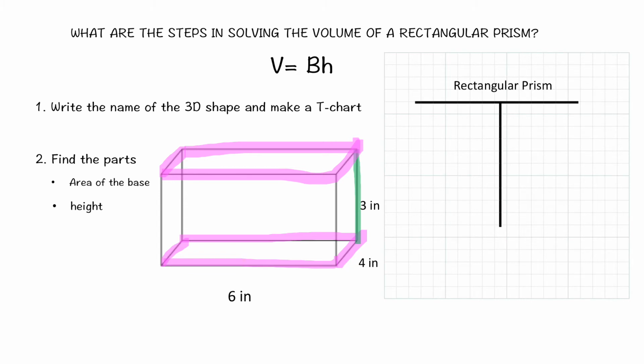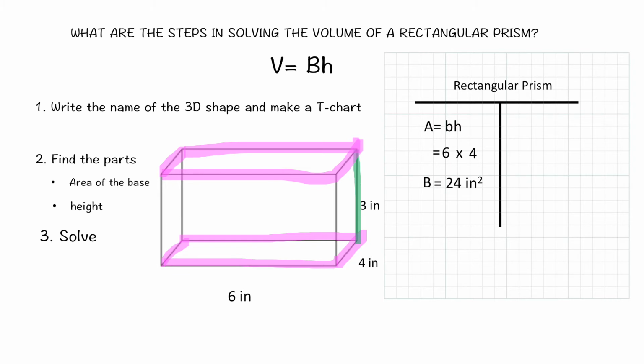Alright, so starting in the T-chart, let's solve for the area of the base first. Again, the area is equal to base times height. In the figure, we know that the base is 6 and the height is 4. So 6 times 4 is 24 inches squared. That 24 inches squared is our B.